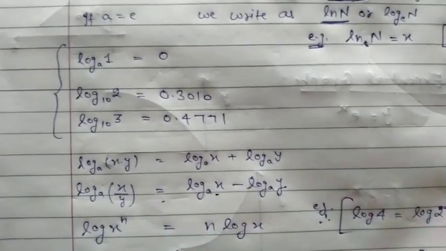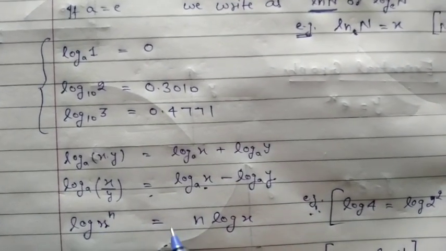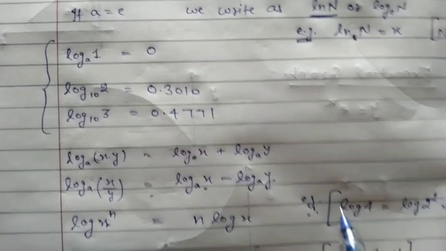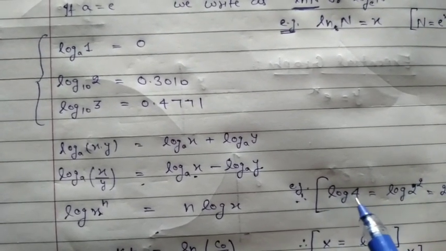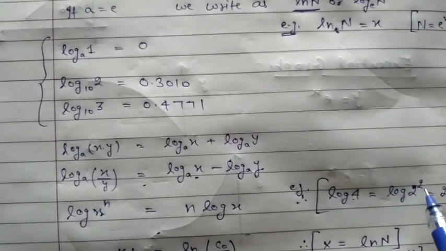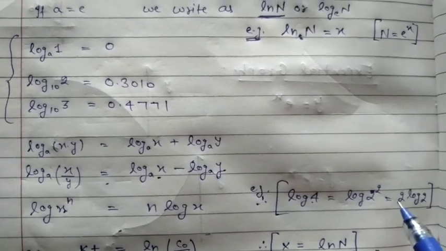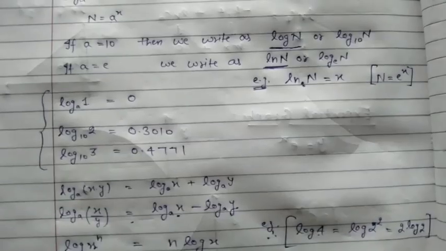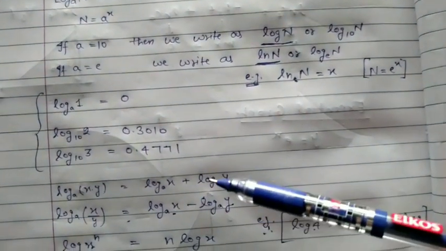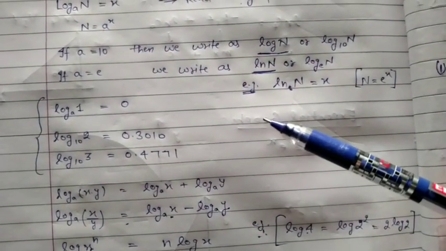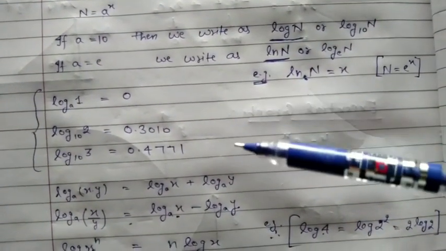So log of x to the power n can be written as n log of x. For example, if we have to find the value of log of 4, this 4 can be written as 2 to the power 2, and further it can be modified as 2 log 2. These are some basic properties of logarithm that we will use in the chemical kinetics chapter. And now we will learn how to draw different types of graphs.